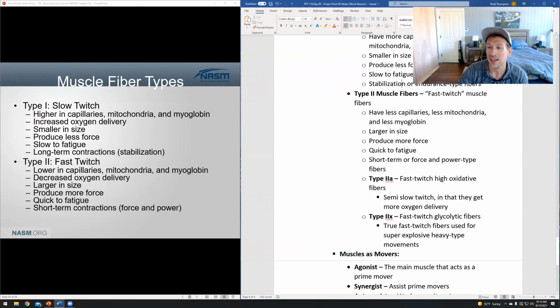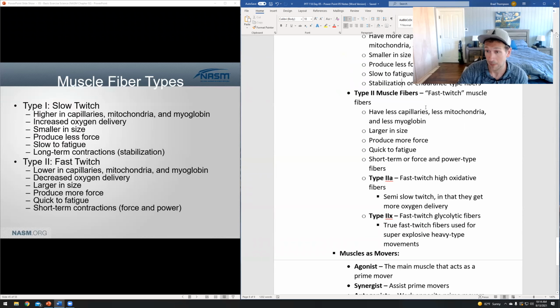But we also have our fast twitch fibers. Fast twitch fibers, they don't have as much blood flow. They don't have as many capillaries. They don't have as much mitochondria. They don't have as much myoglobin. So they're not very good at producing massive amounts of energy for extended periods of time.